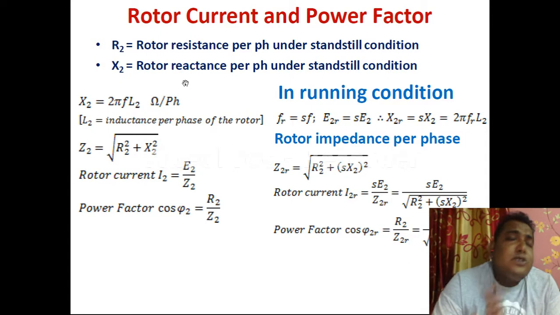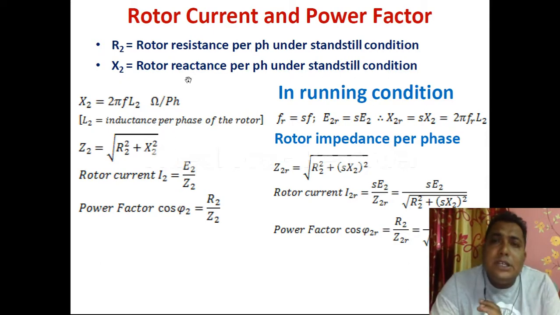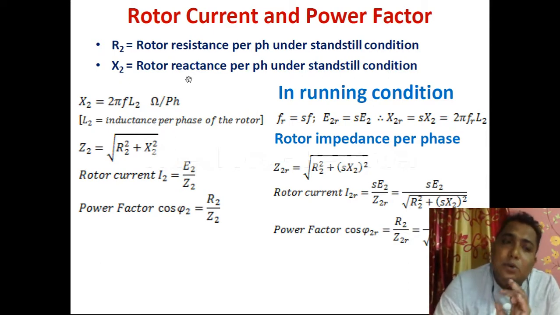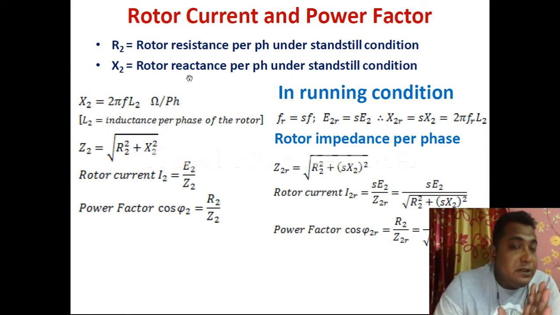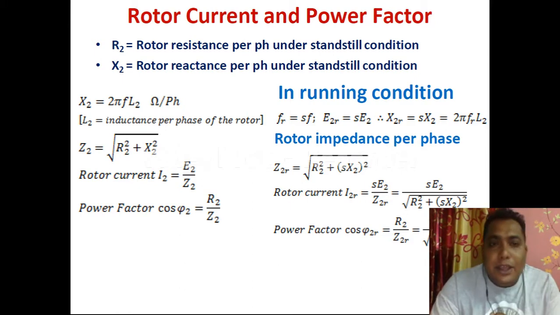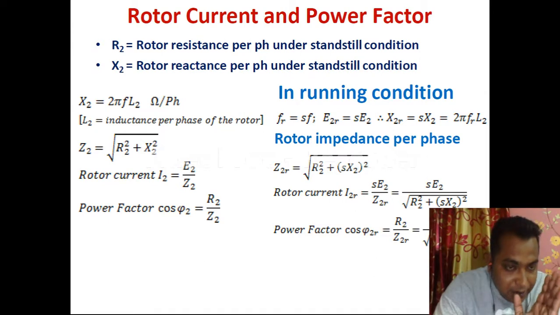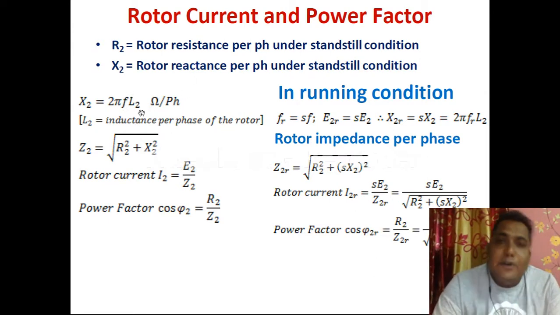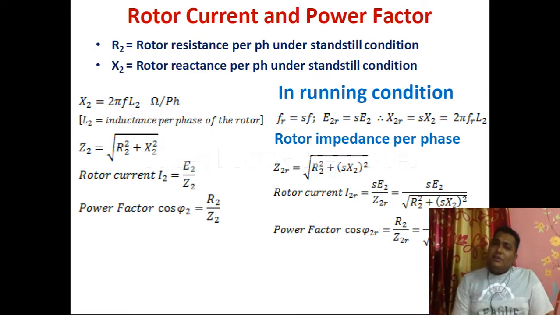So X2 is the reactance. What is the reactance formula? In the AC fundamentals chapter we have done this: 2 pi FL. So X2 is equal to 2 pi F into L2, where F is the supply frequency, because there is no generation of rotor frequency when the rotor is at standstill condition. Clear? So X2 is equal to 2 pi Fs into L2, where Fs is the supply frequency, which you can simply write as F. The unit is ohm per phase. Z2 is equal to the square root of R2 squared plus X2 squared.